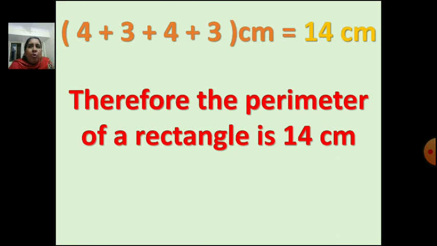Now, what will you do? You will write the length and breadth. That is 4 plus 3 plus 4 plus 3 centimeter is equal to how much? Now 4 plus 3 is how much? 7, right? 7 plus 4, 11. 11 plus 3, 14. So what is the answer? Answer is 14 centimeter. So how are you going to write? Therefore, the perimeter of a rectangle is 14 centimeter. Your answer is, therefore, the perimeter of a rectangle is how much? 14 centimeter. So this is your answer, children.